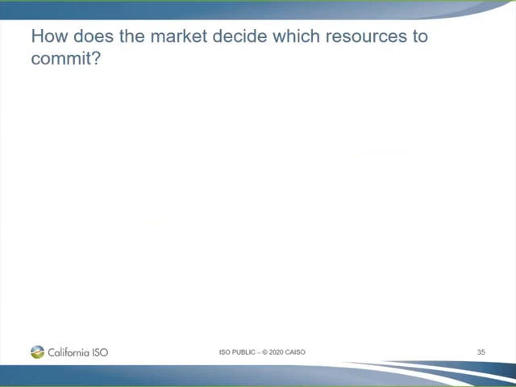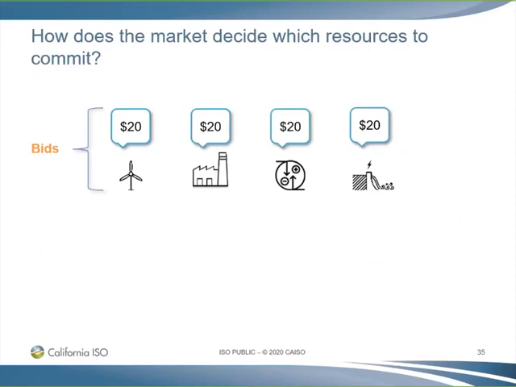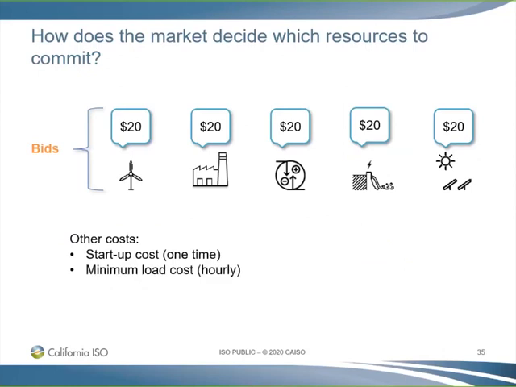So how does the market decide which resources to commit? Here are some examples. We've got five different resources that bid into the day-ahead market at $20. So what differentiates them? The bids that suppliers submit have more than just a bid price for their energy. They also supply additional information, such as the cost for starting up the unit and running at its minimum output.